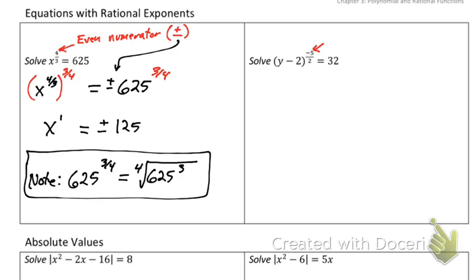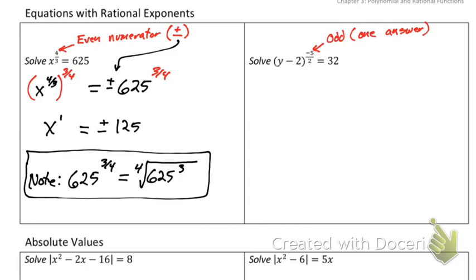All right, so I said if it's even, we use positive and negative. If it's odd, you just have one answer. You don't use positive and negative. So odd means just one answer. Either you get a positive or you get a negative out. So we don't have to worry about positive, negative.